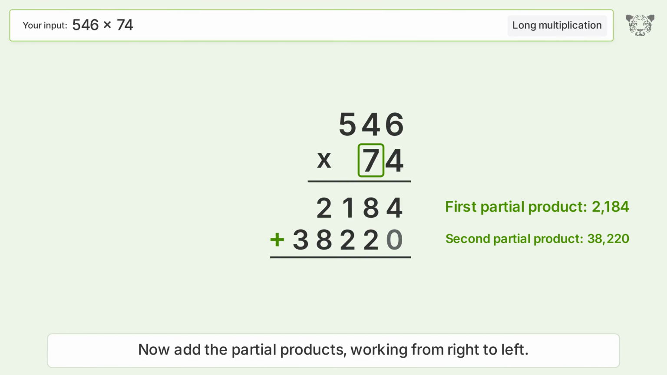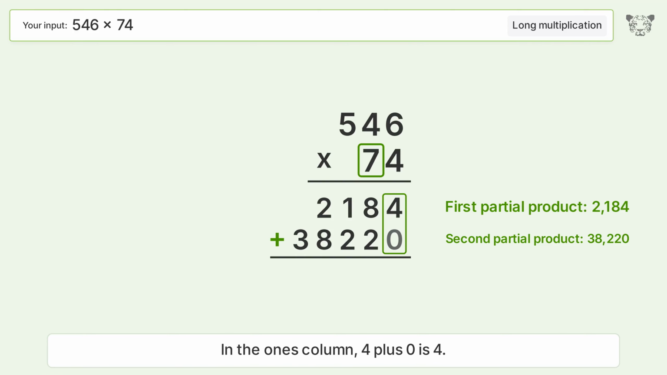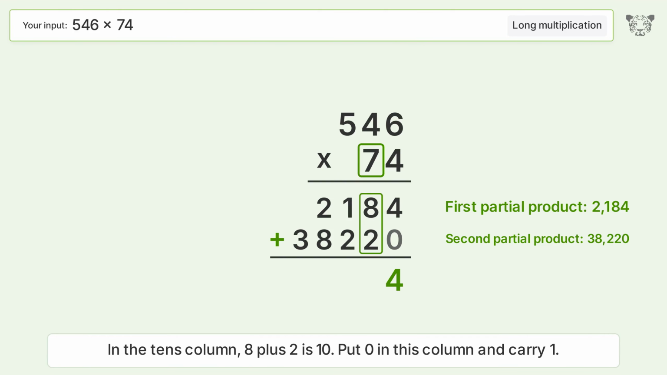Now add the partial products, working from right to left. In the ones column, 4 plus 0 is 4. In the tens column, 8 plus 2 is 10. Put 0 in this column and carry 1.